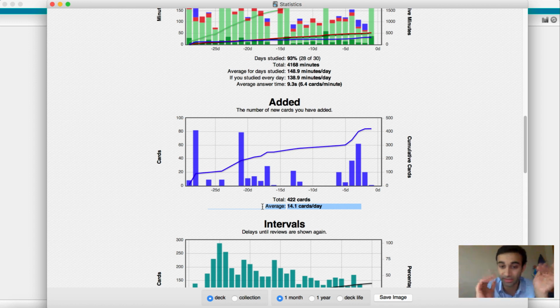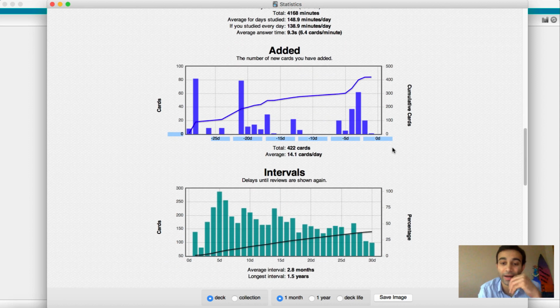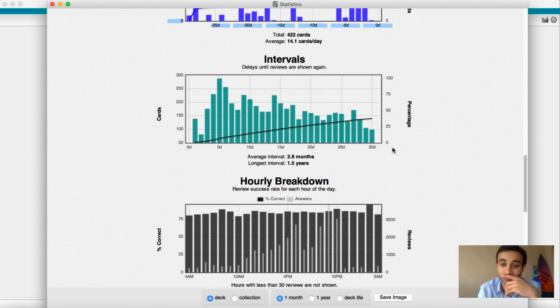But the point being, this just tells you the number of cards that you've added, and this line is a cumulative representation. So it shows you 422. These bar graphs are individual days, and tell you how much you added per day. So for example, yesterday I didn't add any cards, but the day before that I added almost 20. So right here I added almost 20 cards, and on this side it shows you that brought my cumulative up to about 420. Okay. All right.